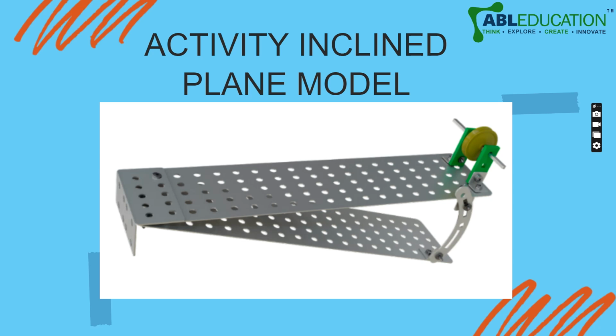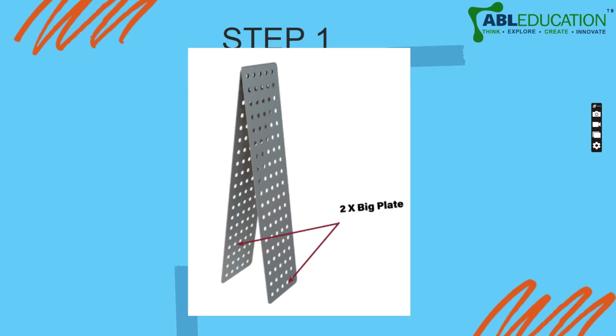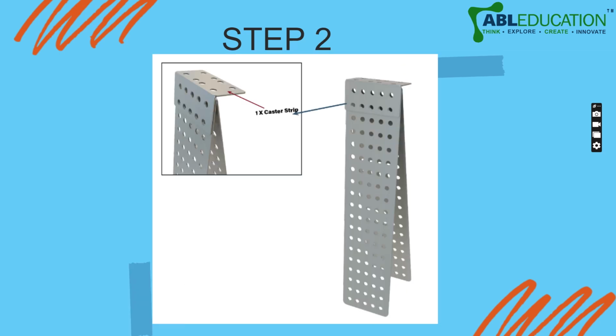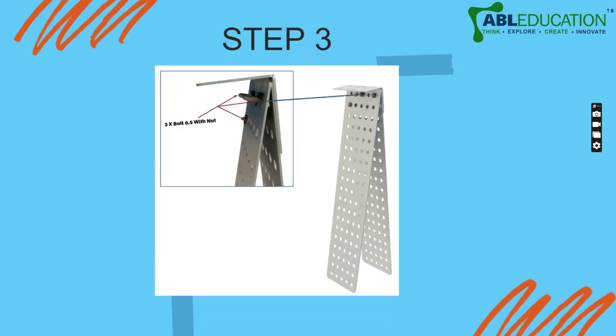So today we are going to make a model of the inclined plane using a Mecanzo kit. So first of all, what you have to do is take two big plates. Next, you have to join those two big plates using a caster strip. Next, you have to fasten the two big plates using two nut bolts.